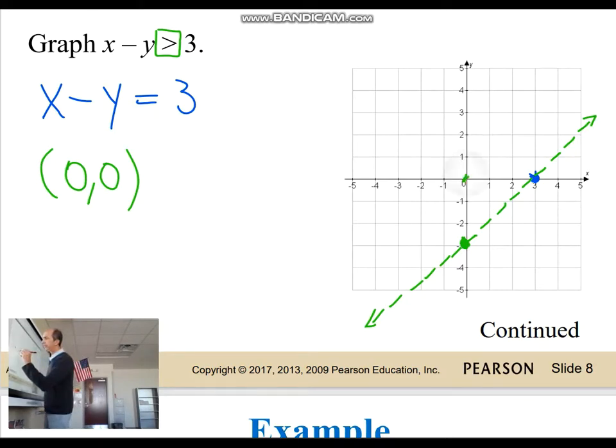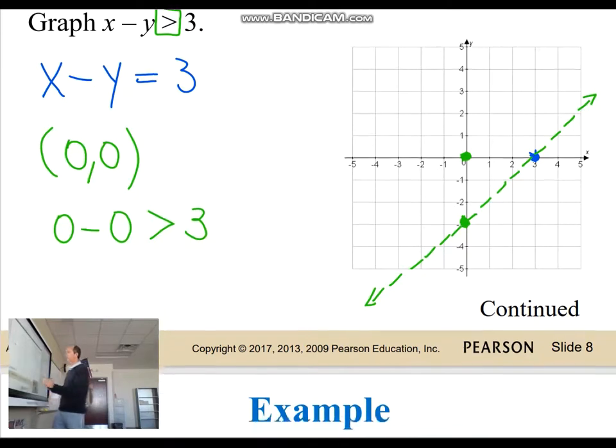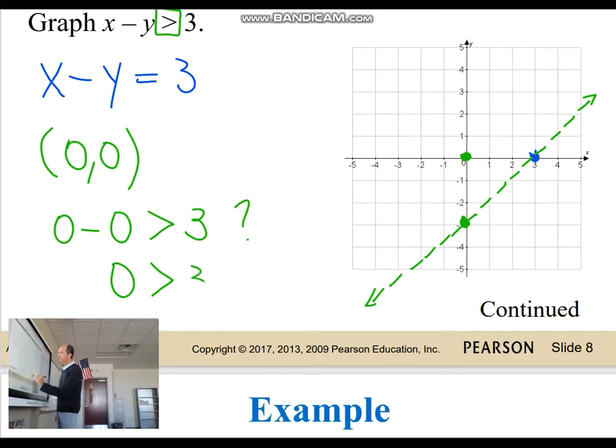This is the position, the place of the test point, and we will plug in here on the inequality. X equals 0 minus y equals 0 greater than 3. What do you think? Is this right or wrong? Is this true or false? This makes 0 greater than 3, and this is, of course, false, right? That means the area that we're looking for is the one opposite to the test point.